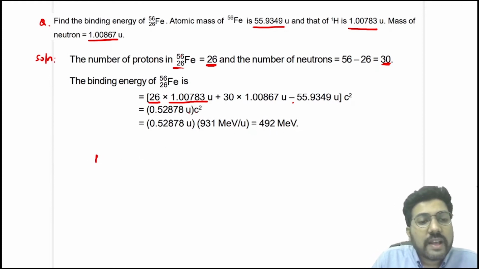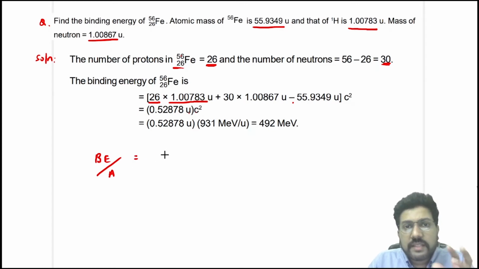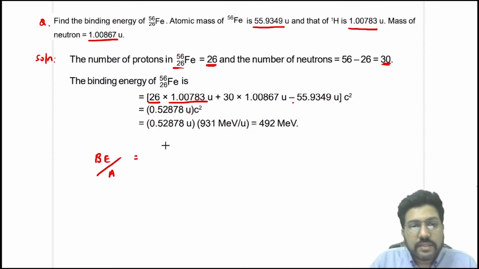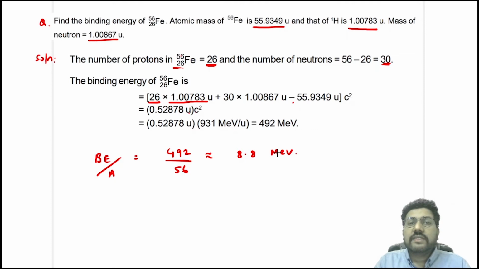But they can also ask you the binding energy per nucleon. Nucleon means the nucleon number, right? The total number of nucleons is A. So binding energy per nucleon is equal to 492 divided by 56, and this will come out to be nearly equal to 8.8 mega electron volt. So the binding energy of the iron nucleus is 8.8 mega electron volt per nucleon.